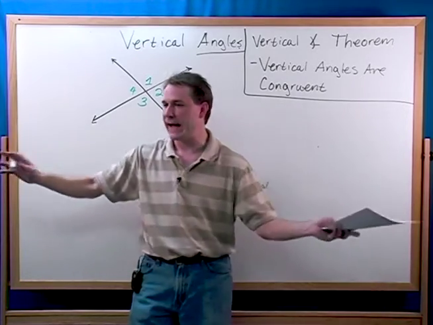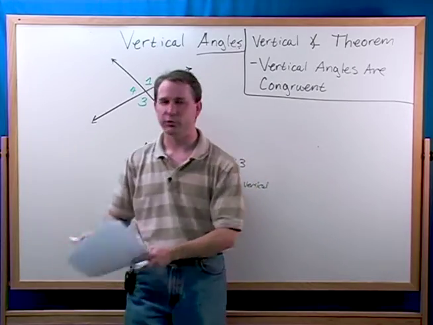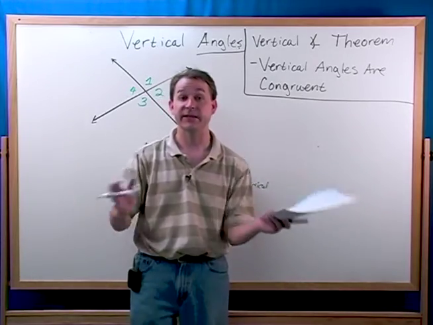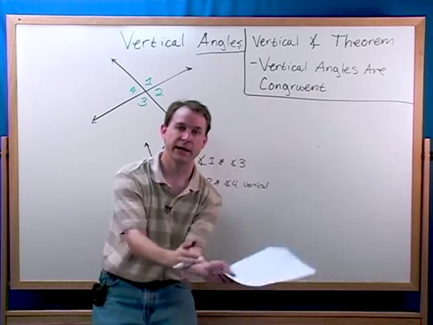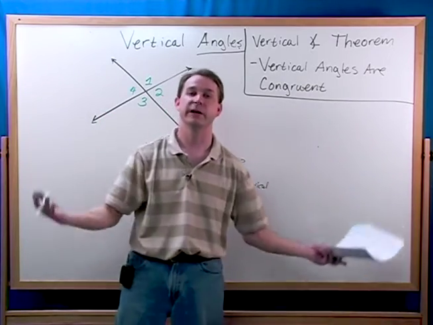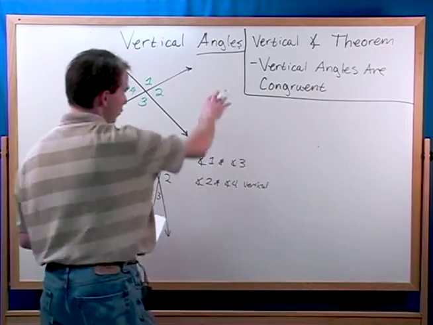This is congruent to that. This angle is congruent to that angle. It just means they're equal. That's all it means. They have the same measure. So an angle this big right here and down here an angle this big, they're the same measure. They are congruent, okay? Vertical angles are congruent.